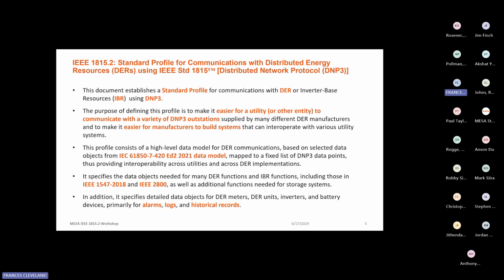And this is fine if you are a single utility and you are in charge of determining what the DNP3 points mean. But if you now have to integrate with many different DERs and the DER vendors have to integrate with many different utilities, it's really important to develop a standard profile, so that everybody will be using the same DNP3 points to mean the same things. So that's what 1815.2 is.